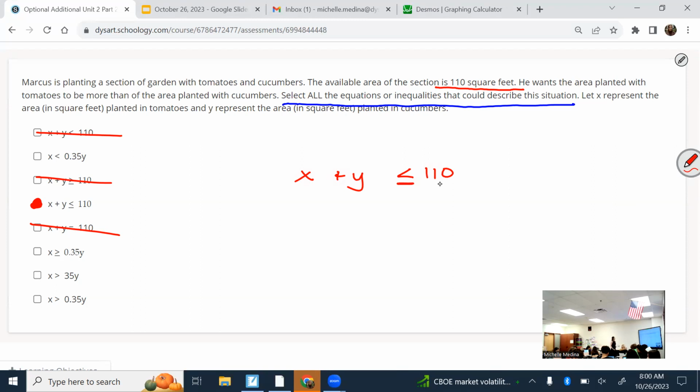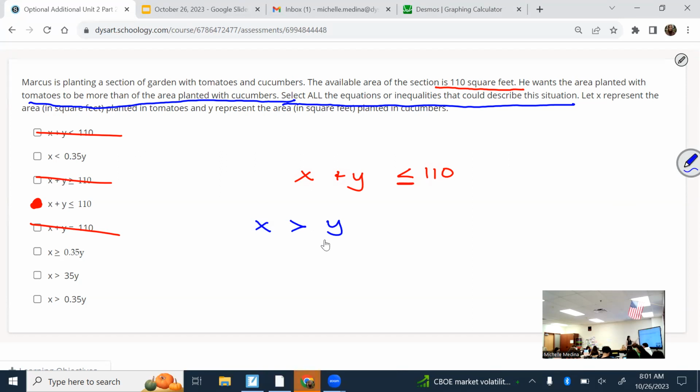He wants there to be more tomatoes than cucumbers. What variable did they assign to the tomatoes? So we want the tomatoes to be greater than the cucumbers, and the cucumbers was Y. If he wants more than that, can it be exactly that? Like, can they be equal? So then don't put the line underneath.